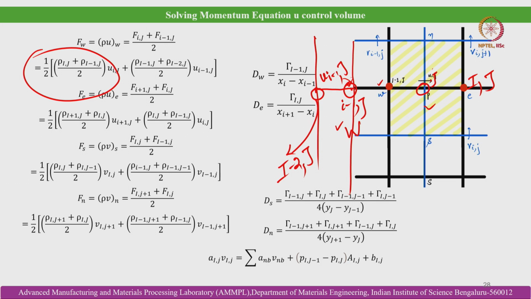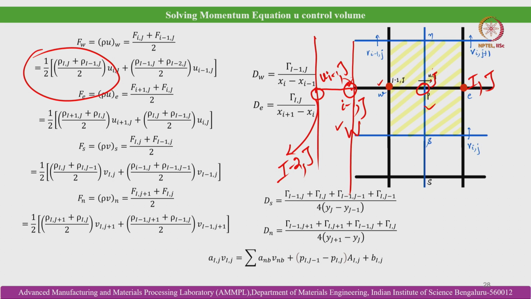Similarly for the south face F s is equal to F I j plus F capital I minus 1 into small j by 2. Which becomes equal to half rho capital I j plus rho capital I j minus 1 by 2 into V capital I small j plus rho I minus 1 capital J plus rho capital I minus 1 capital J minus 1 by 2 into V capital I minus 1 small j.